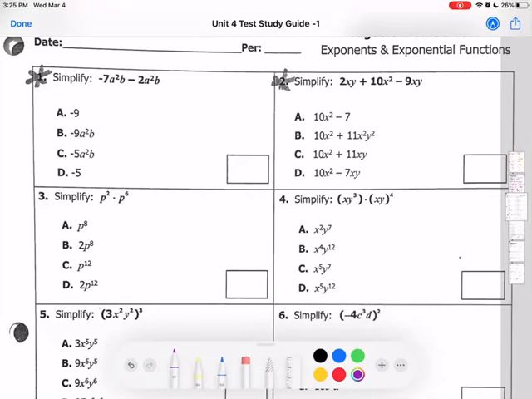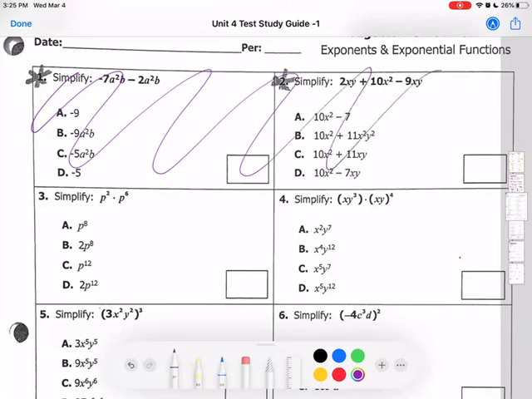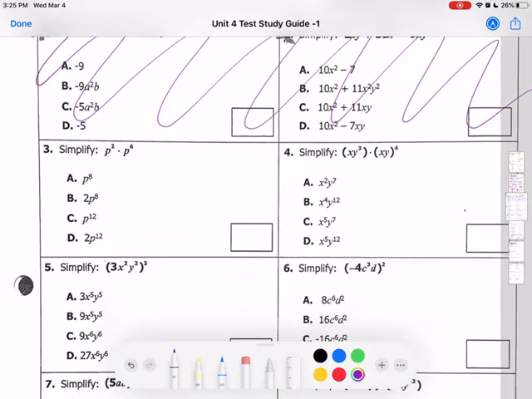Working with rules of exponents. So we're going to skip the ones that have a star once again. If you do those, you can get some bonus points. But I'm going to start with number 3.